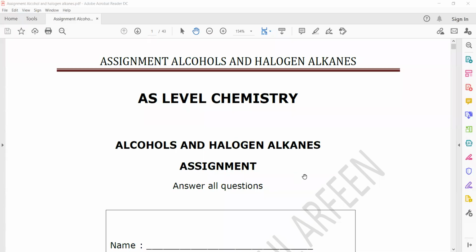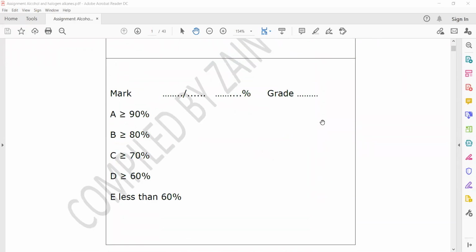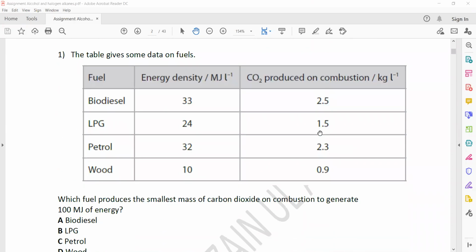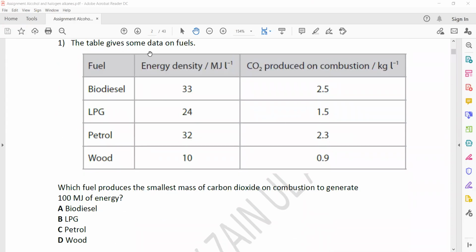So this assignment is related to alcohols and haloalkanes, the topic we completed in the last session. The table gives some data on fuel. Which fuel produces the smallest mass of carbon dioxide on combustion to generate 100 megajoule of energy? As you can see, these energy densities are given, like it produced 33 megajoule and produced 2.5 kilogram per liter of carbon dioxide.